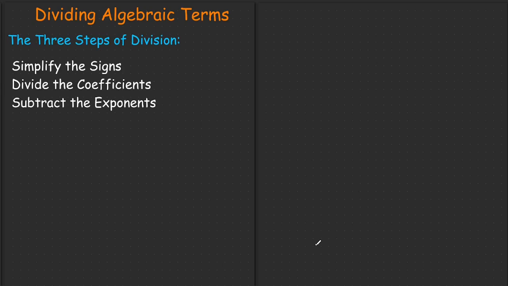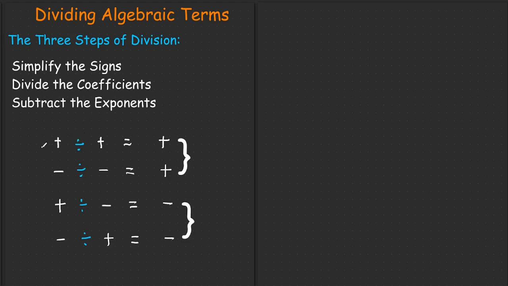Just as we did in the multiplication, there are 3 steps that we need to consider when we want to divide algebraic terms. The very first step is to simplify the signs. Simplifying the signs here, what we do mean is if you have a positive number and you are dividing it by a positive number, your answer is always a positive. If you have a negative number and you are dividing it also by a negative, the answer is always positive. Simply put, when the signs are the same, you'd always get a positive answer. On the other hand, when the signs are different, you always get a negative answer.